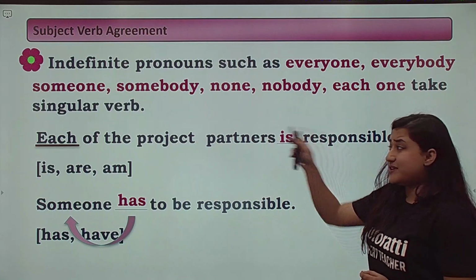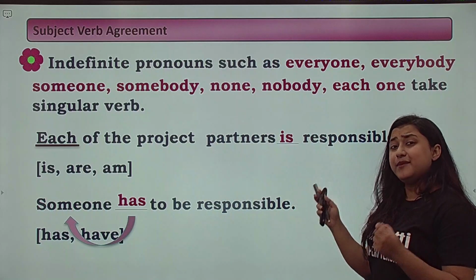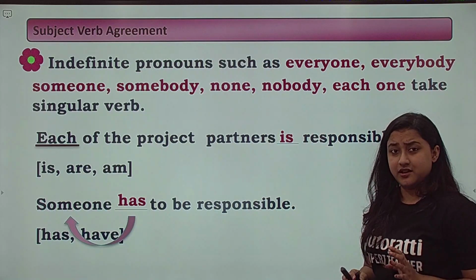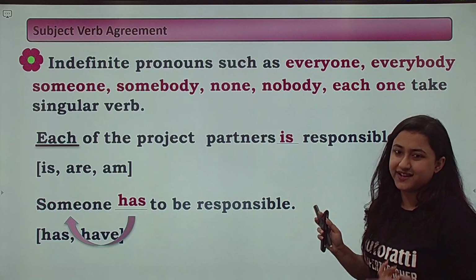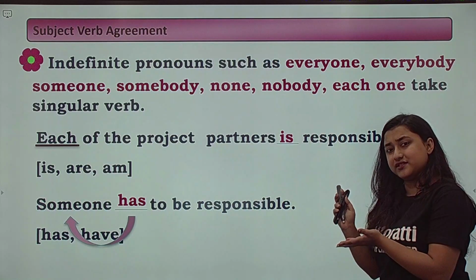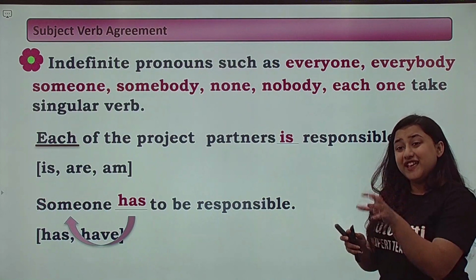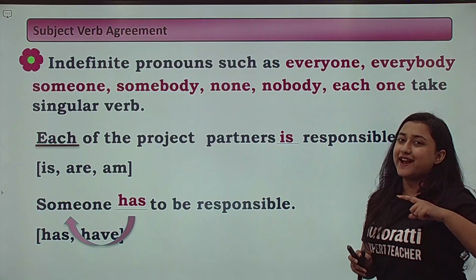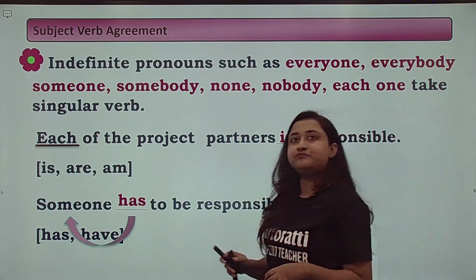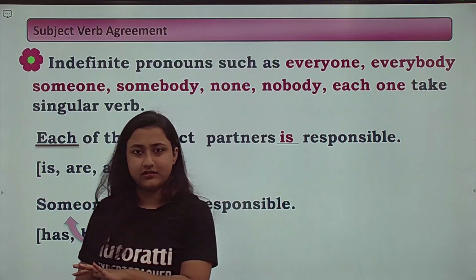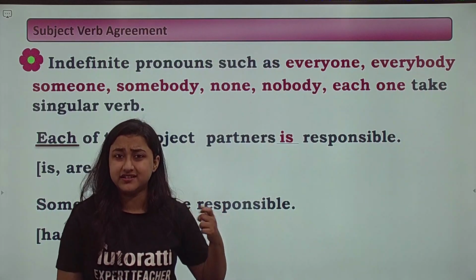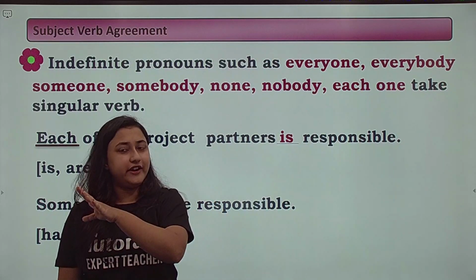आपके एग्जाम में ऐसा लिखा होगा तो definitely most of you will not notice because it sounds correct, right? Each of the project partners are responsible. You will never feel that it is wrong. On the other hand, if I say Sheetal are eating a cake, that pricks your ears. It sounds incorrect. Sheetal are eating a cake नहीं हो सकता.